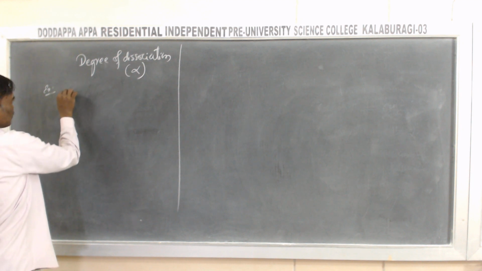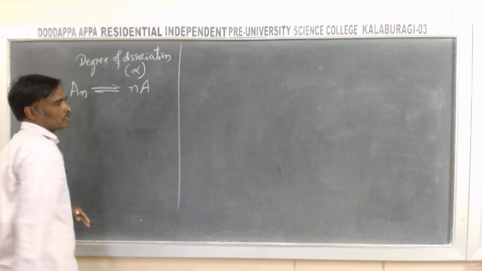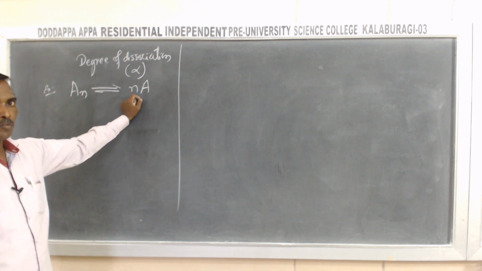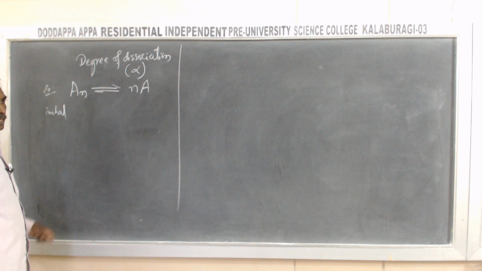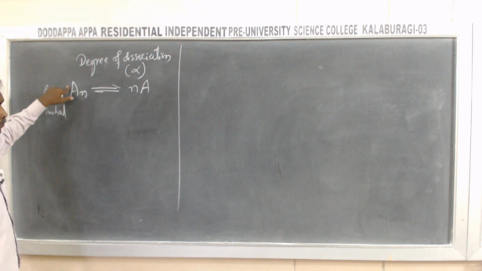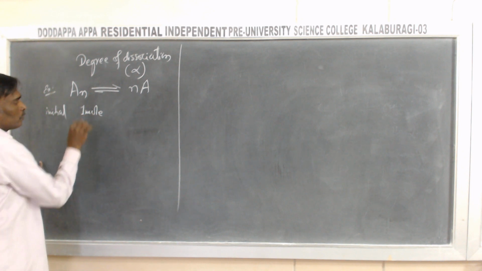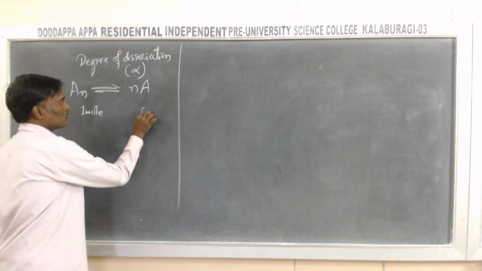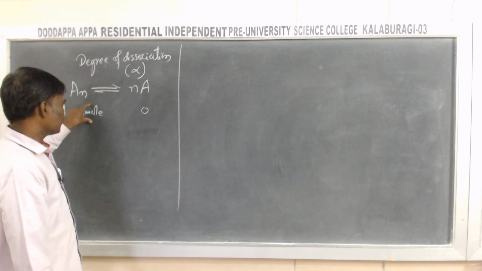A of n molecules dissociate and form n of A molecules. See here, initially the concentration of the reactant is 1 mole. Initially the concentration of the product formed is 0, because it has not yet undergone dissociation.